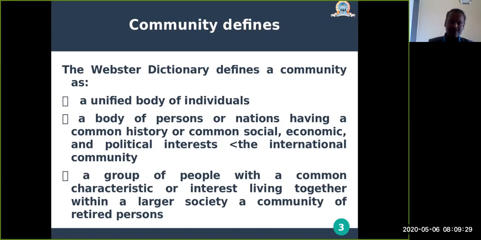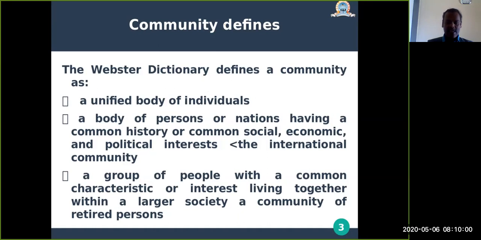For example, the Bemba community, or the Lozi, or any other tribal group. According to their tribal identity, they are considered a community. So the meaning here is that they should have a common interest, either a common history, a common socioeconomic background, or a political interest. They are considered a community.